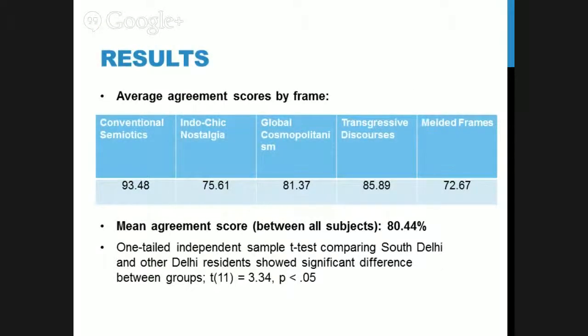These are the average agreement scores by frame. So you can see that they agreed. These are actually percentages. So the way I calculated this was, their score divided by my final score to get these agreement percentages. So for the most part, they agreed the most with conventional semiotics, followed by transgressive discourses, then global cosmopolitanism, and EndoChic Nostalgia, and melded frames. So, pretty good agreement. Mean agreement score was around 80%.